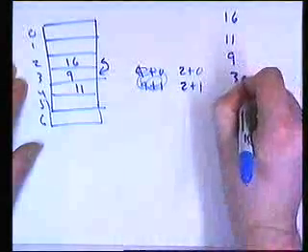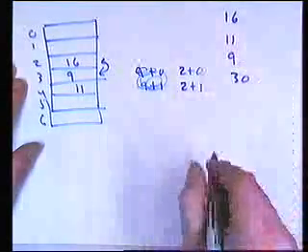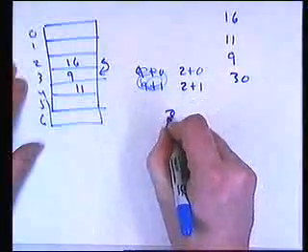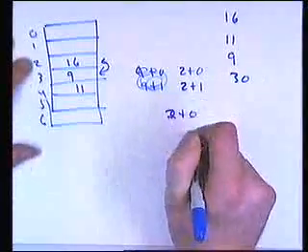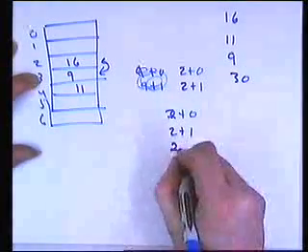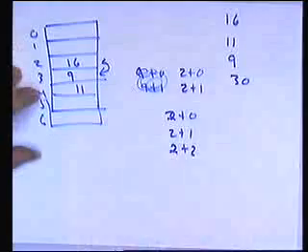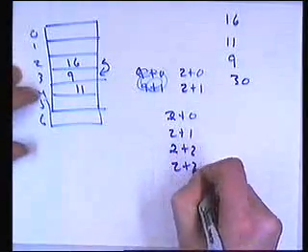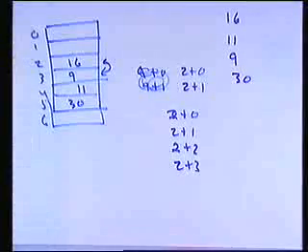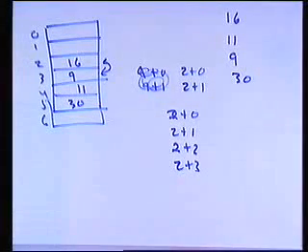Now if I insert 30, I can say, well, 30 also hashes to 2. I try 2 plus 0, that doesn't work. I try 2 plus 1, there's a collision with 9. I try 2 plus 2, there's a collision with 4. I try 2 plus 3, that's open. I'll put 30 there.